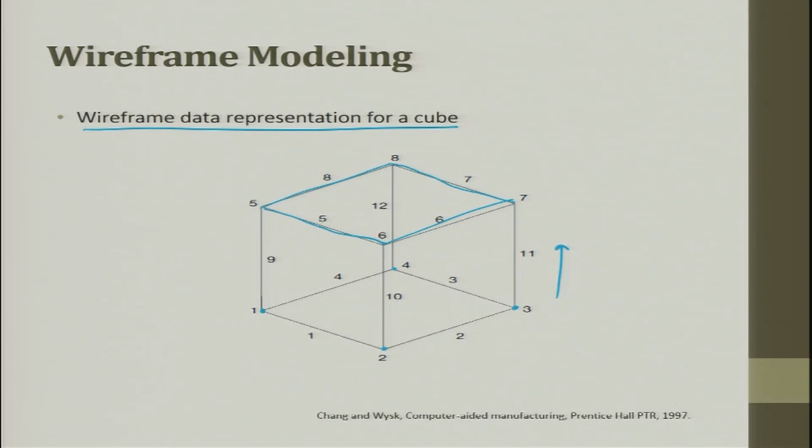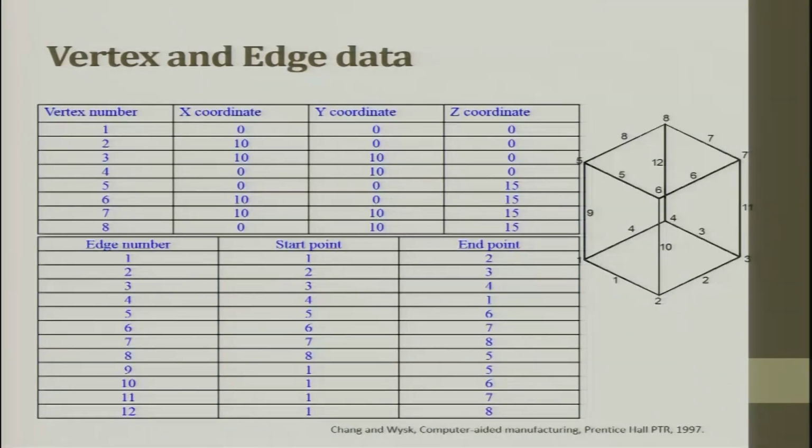Okay. Now, these two planes are hanging in free air. You wanted a cube to be linked between these two planes. So, then what you do, you start dropping a line from each vertex. So, you get 9, 10, 11 and 12. Okay. If you want to represent this data in a computer, this is how it is represented.